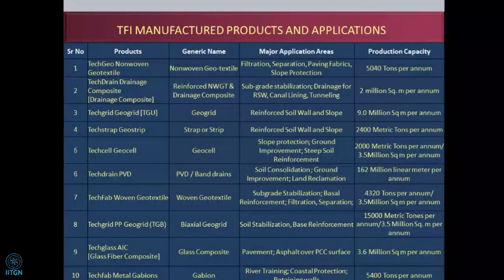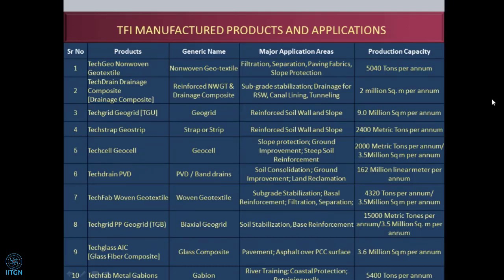For non-woven geotextile, everybody knows the application areas: filtration, separation, and also slope protection. Again, I'll just repeat all the products which we are manufacturing: non-woven geotextile, drainage composite, and for this workshop of 3 days, which we are focusing on the reinforced soil wall, the products involved are the geogrid, geostrap, or you can call it a geostrip also, and drainage composites, which are also now being used widely in these applications.